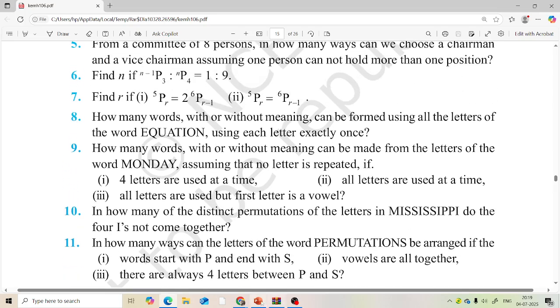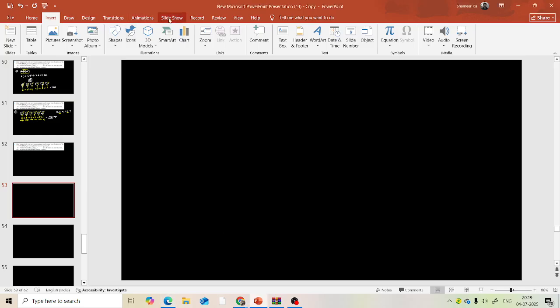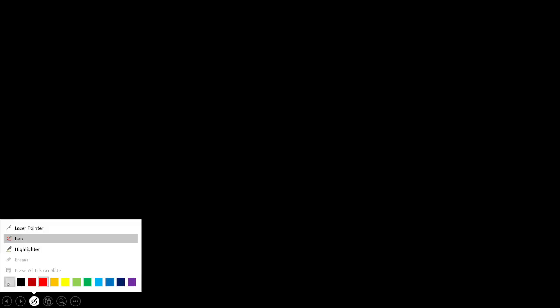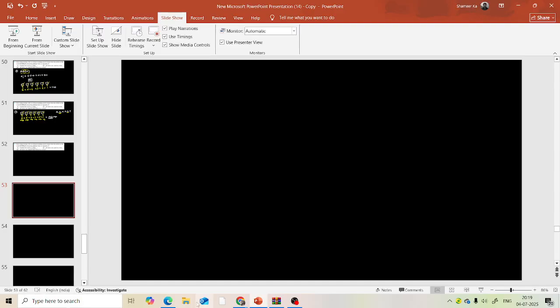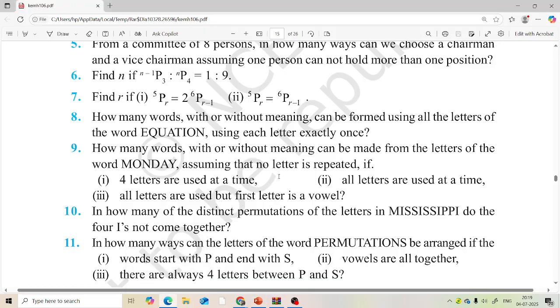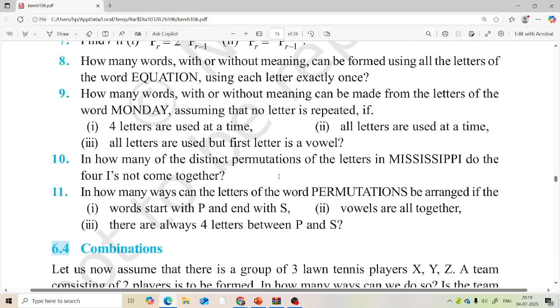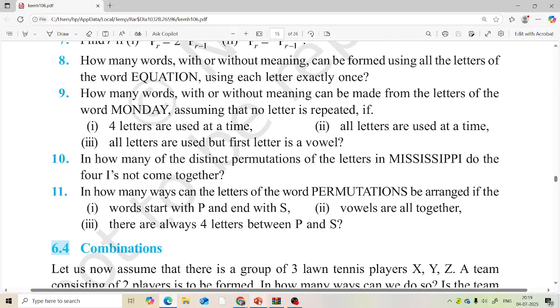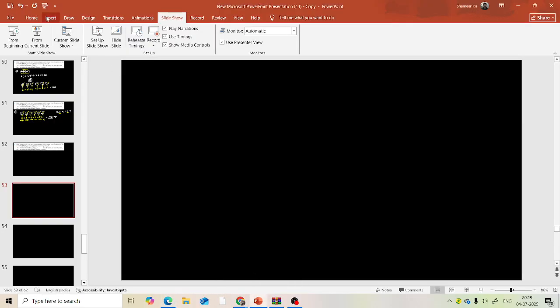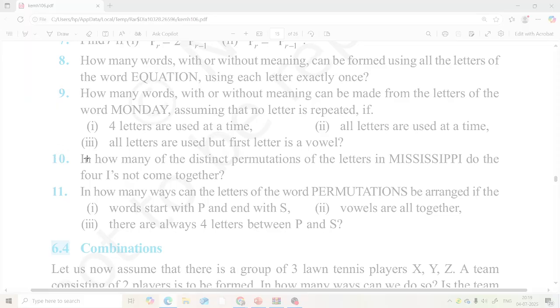Now let me explain another topic, another formula. In the previous class we studied that n different letters can be arranged in how many ways? N factorial ways. If a word consists of n different letters, then I can form n factorial different words. But the problem is, if there is any repetition, what can we do? Let me discuss with the help of an example. Here there is no example, so I will give you another example.